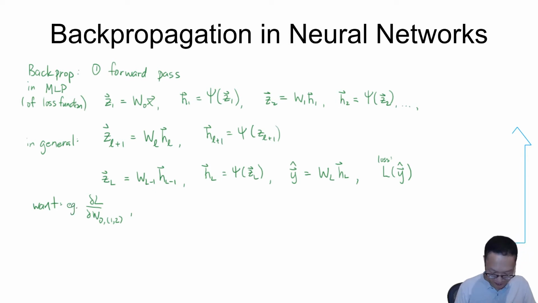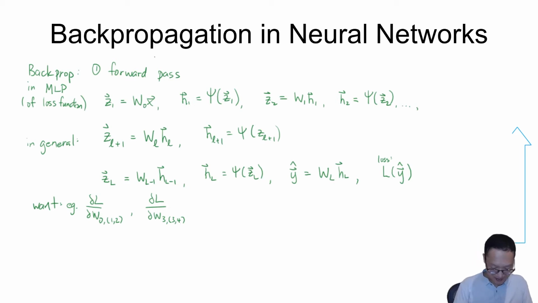But in general, I could just pick anything, right? Maybe the partial derivative of L with respect to W3, and then maybe I can have the 3-4 element of the third weight matrix. Okay, so we need this because we need to use a gradient-based method, for example, stochastic gradient descent, in order to optimize the loss function.